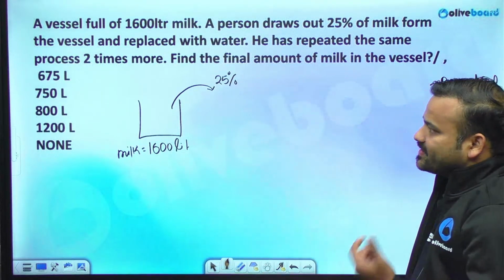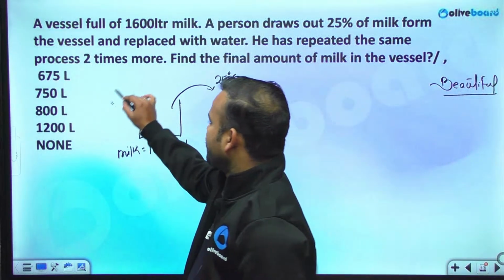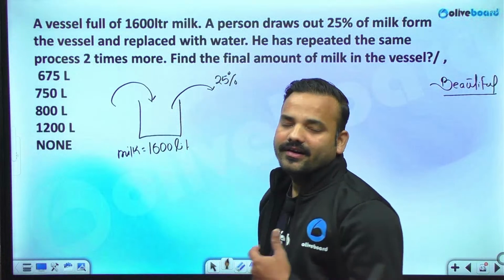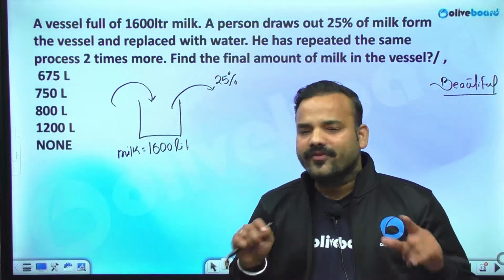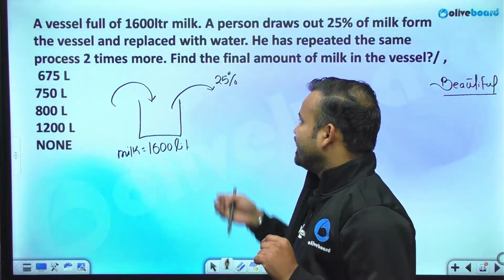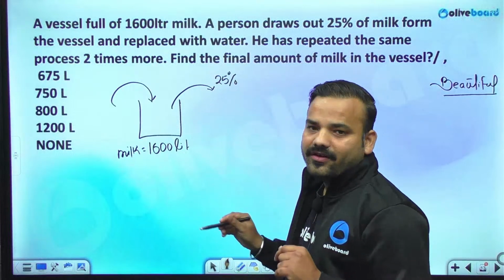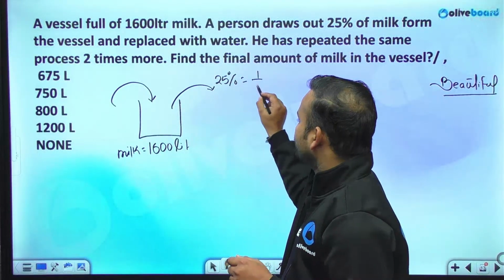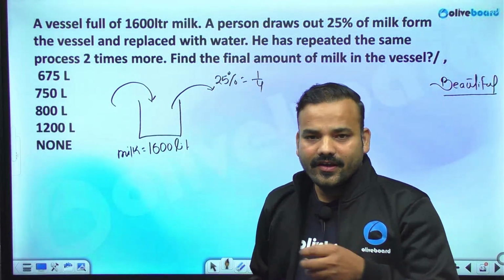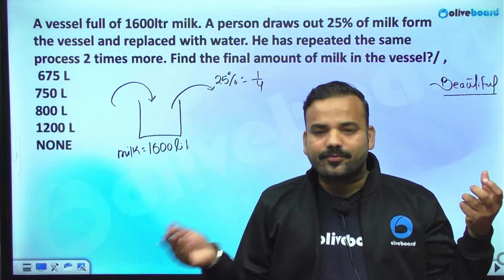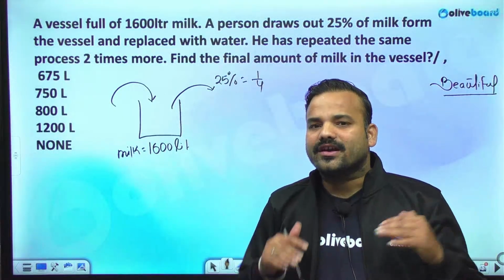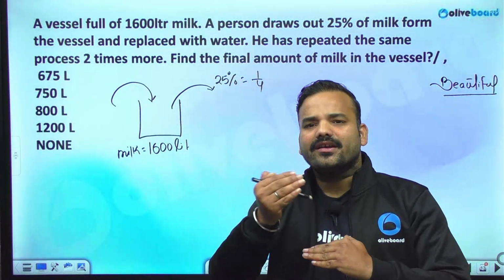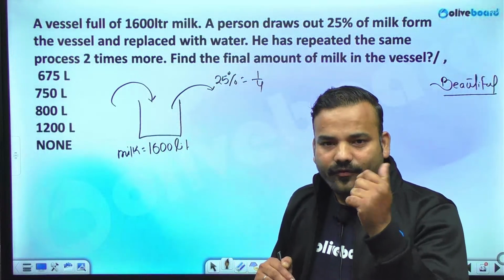25% of milk from the vessel and replaces it with water. So same amount of water he is putting, so again the entire capacity is being filled. But when he has taken 25%, that is 1/4 part. 1/4 of 1600, that is 400 liter. So he is drawing 400 liter of milk and he is putting 400 liter of water. That means now the container is full, again 1600 liter, but it is having 400 liter of water now.